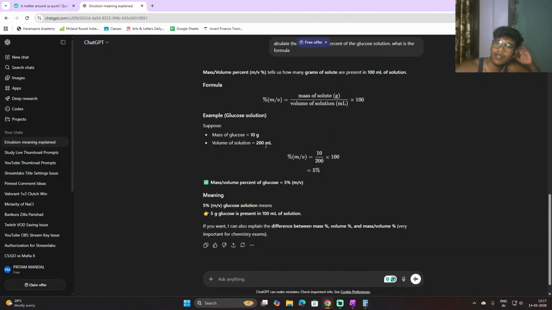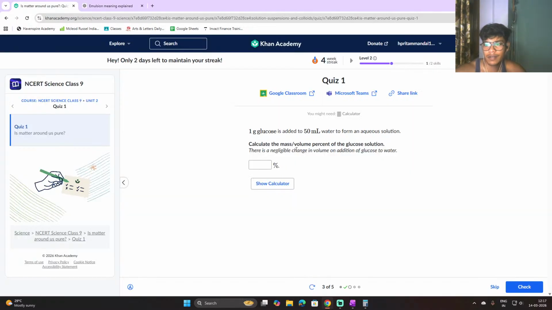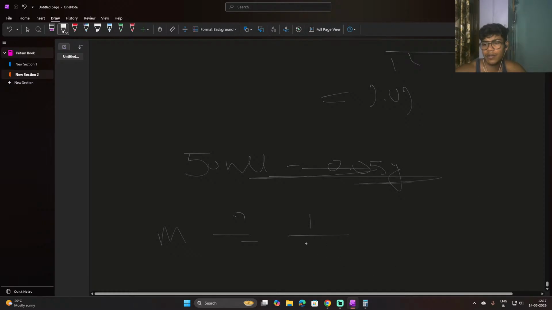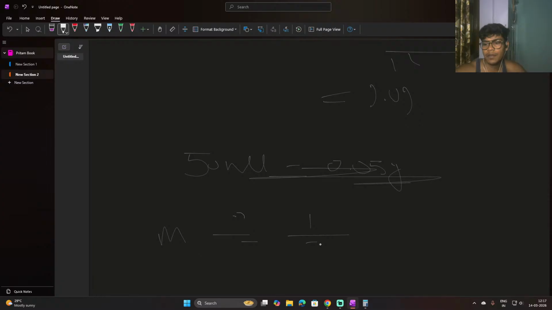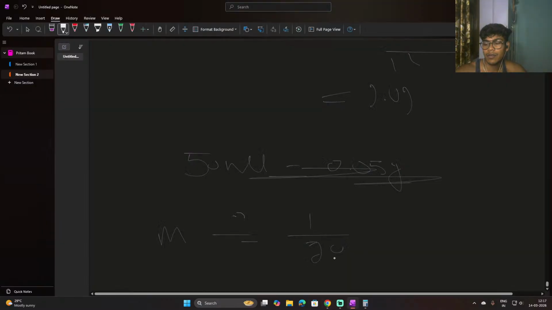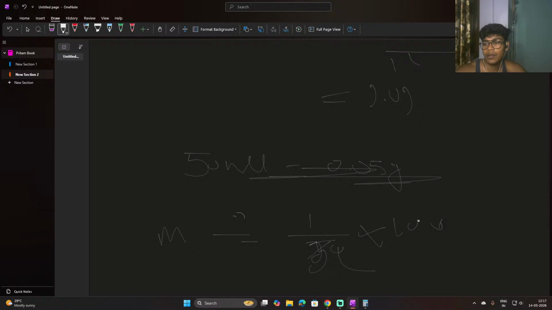First learn here. So mass of glucose 10 gram and volume of solution 200 ml. You don't have to change it. You can use it as it is. The answer will be in percentage. So 1 gram glucose by 50 ml. 200 ml, use 200 directly. Don't need to change anything. So 50 into 100... the answer will be 2. Percent is 2.